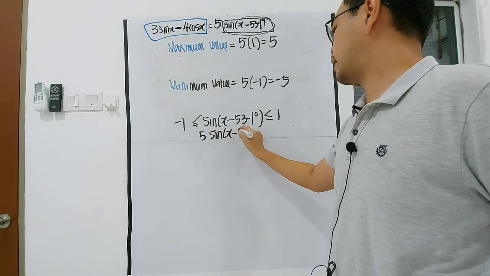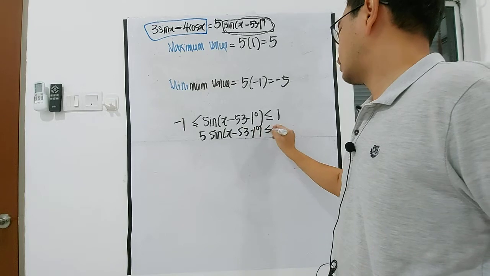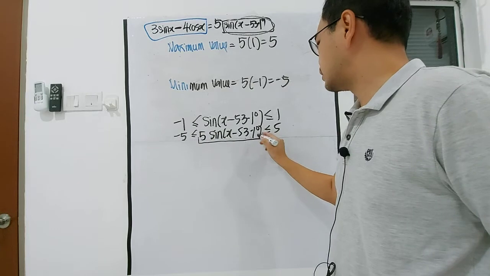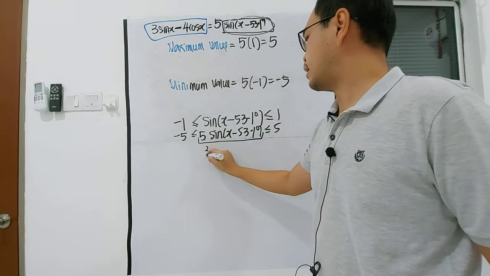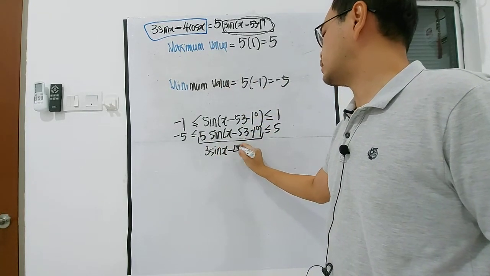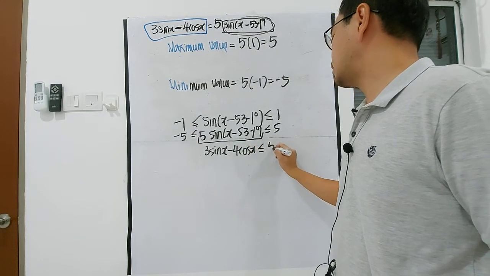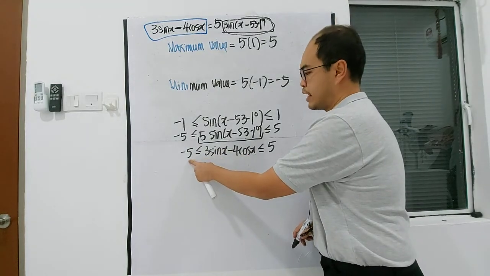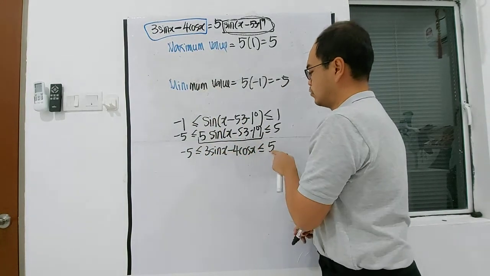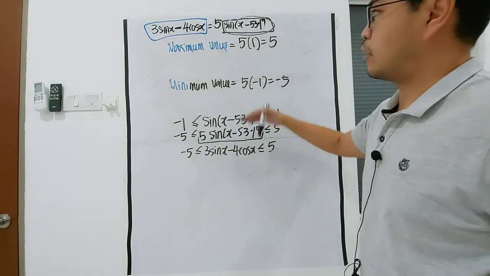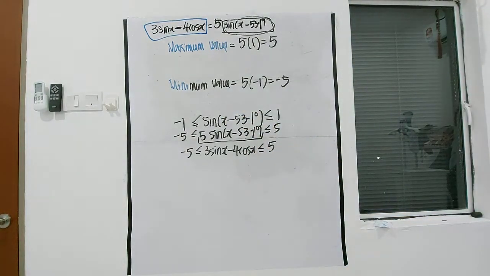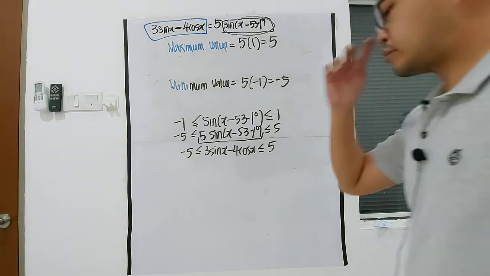Try to multiply 5 to the inequalities. So you got 5 and you got negative 5 here. So now you can see that this is actually 3 sin x minus 4 cos x in between 5 and negative 5. Very clear that the minimum value will be negative 5, and the maximum value will be 5. Okay, this is alternative number 1. We just substitute value. Alternative number 2, you deduce from the inequality.